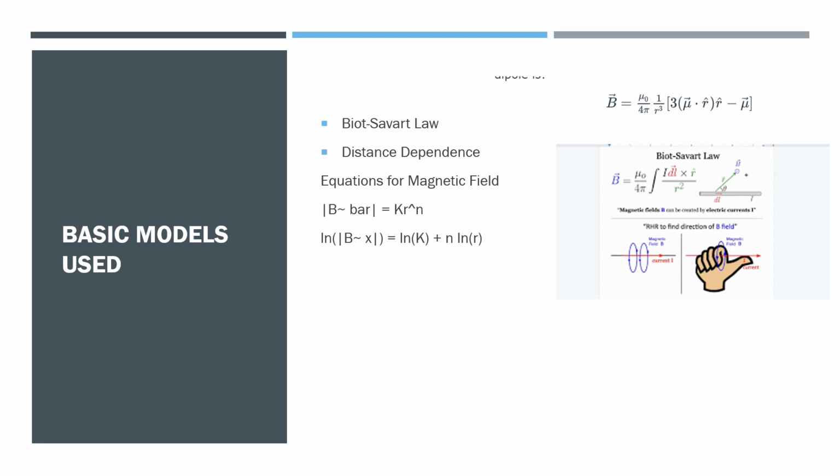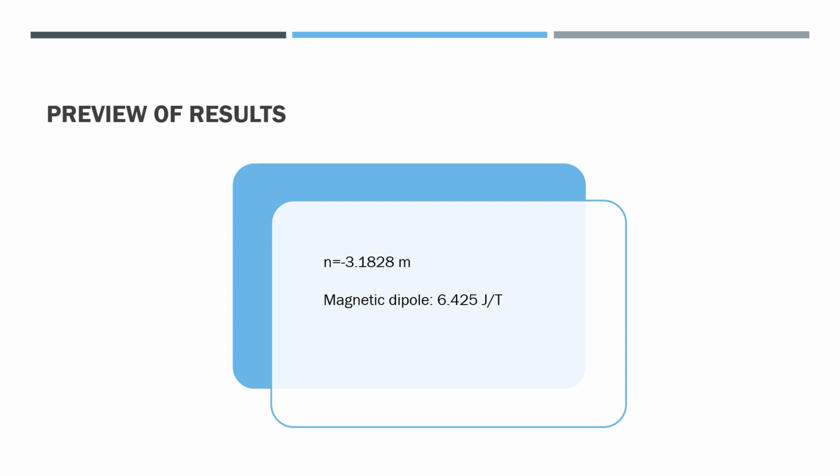The basic models we used here are the Biot-Savart law, which we're given a little simplification of for the code, and the distance dependence equations for the magnetic field, which say that the magnetic field of the bar is equal to the constant k times r to the n, and that the natural log of the magnetic field in the x direction is equal to the natural log of that k value plus n times the natural log of a variable r. To preview our results, the n variable is found to be negative 3.1828, and the magnetic dipole moment of the whole magnet was found to be 6.425 joules per Tesla.